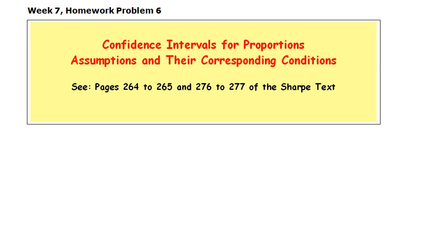I'm going to show you how to solve a problem that will help you solve homework problem 6. Homework problem 6 shows us how to determine whether creating a confidence interval for the proportion is an appropriate way to analyze our data sample. This week we're studying confidence intervals for the proportion. However, these assumptions and their corresponding conditions also apply to confidence intervals for the means. We will be studying confidence intervals for the means in a few weeks.